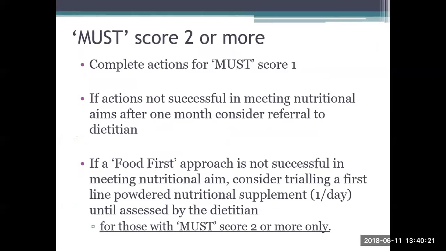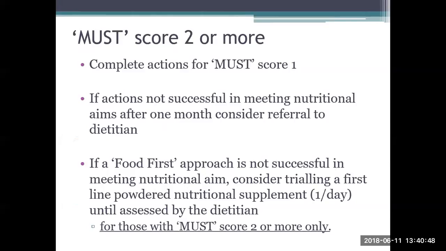Okay. So a MUST score of 2 or more, again, would be a high risk. What we're asking you to do here is complete all actions for a MUST score of 1. If actions are not successful in meeting their nutritional aims after 1 month, we're asking you then to refer to the dietitian, which we'll go into in more detail later on.